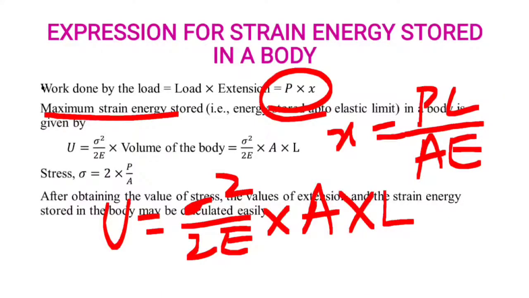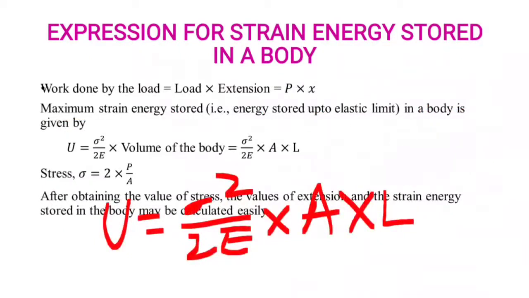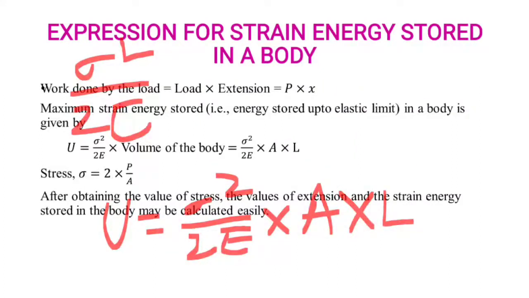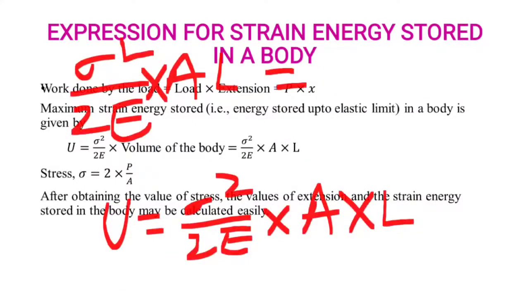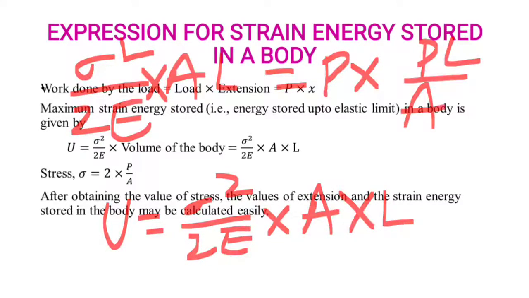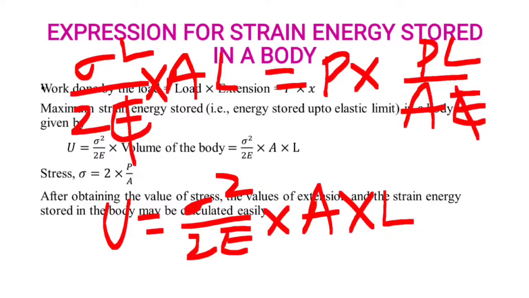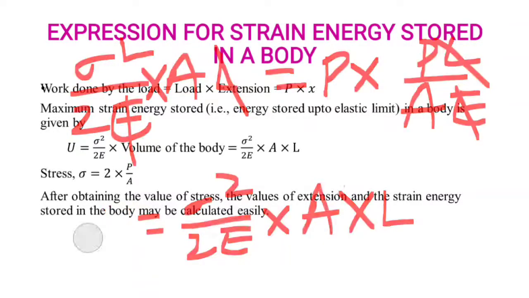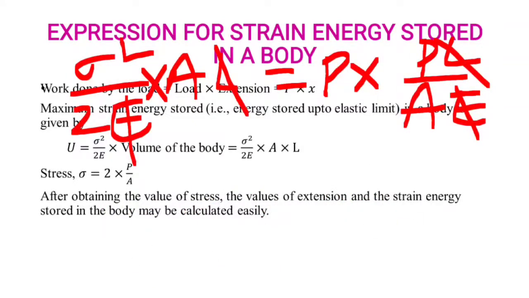Please wait, I can provide a derivation for this case. The next case, I just give an overall about that. I equate work done with maximum strain energy stored, that is sigma squared by 2E into AL is equal to PL by AE. This E cancelled out, this L is cancelled out. We get this formula.